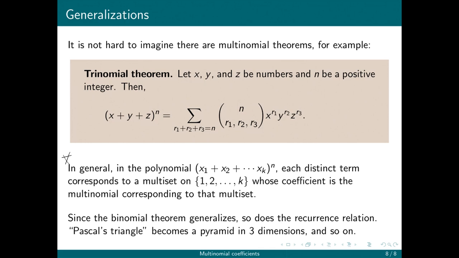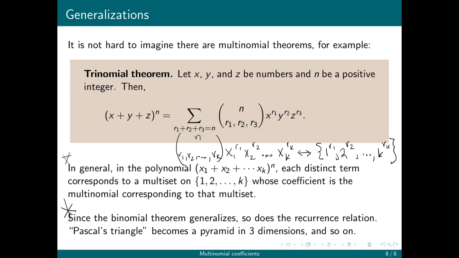In general, in the polynomial x_1 plus x_2 plus ... plus x_k to the n, each of the terms corresponds to a multiset. For example, the term x_1^r1 x_2^r2 ... x_k^rk corresponds to a multiset, 1 to the r1, 2 to the r2, ... k to the rk, because that's just how to choose how many there are of things. Then the number of them is given by the multinomial coefficient n choose r1, r2, ..., rk. So that's how the binomial theorem generalizes. And since the binomial theorem generalizes, so does the recurrence relation that gives us Pascal's triangle, which becomes a pyramid in three dimensions, and so on.